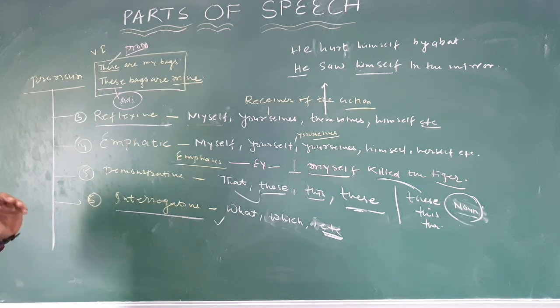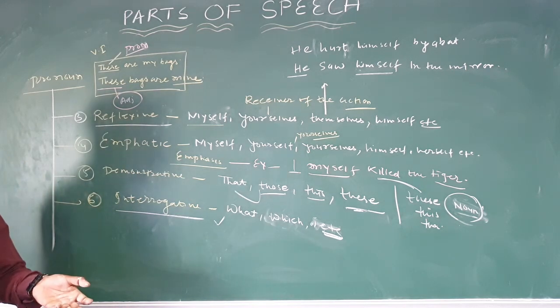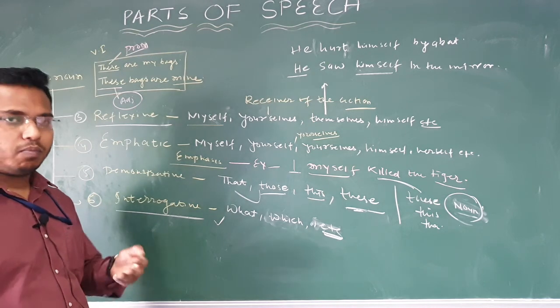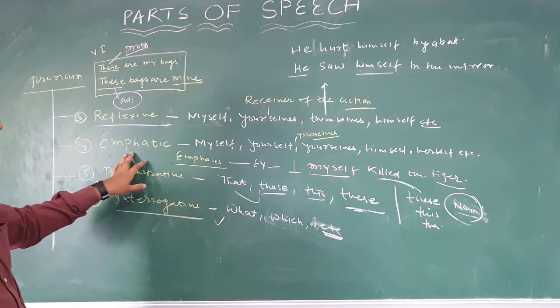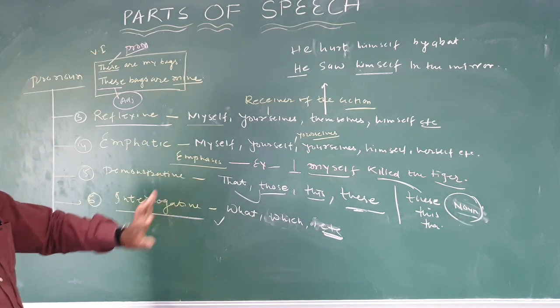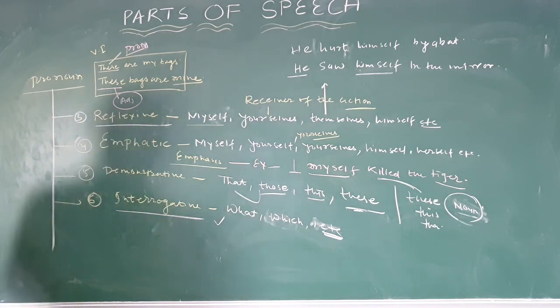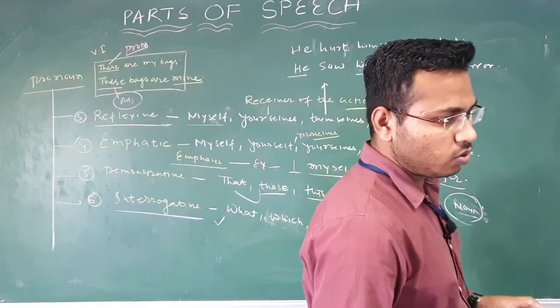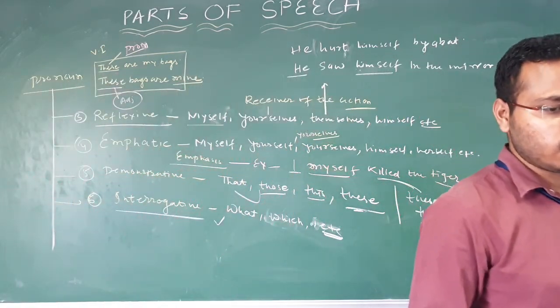So these are some discussions of pronoun. I told you about the subjective case, the objective case, possessive, reflexive, emphatic, demonstrative, and interrogative. These are the possible types of pronoun, and I think it is enough to solve the questions for the examination. So you can take a screenshot, then we will go to the next topic.